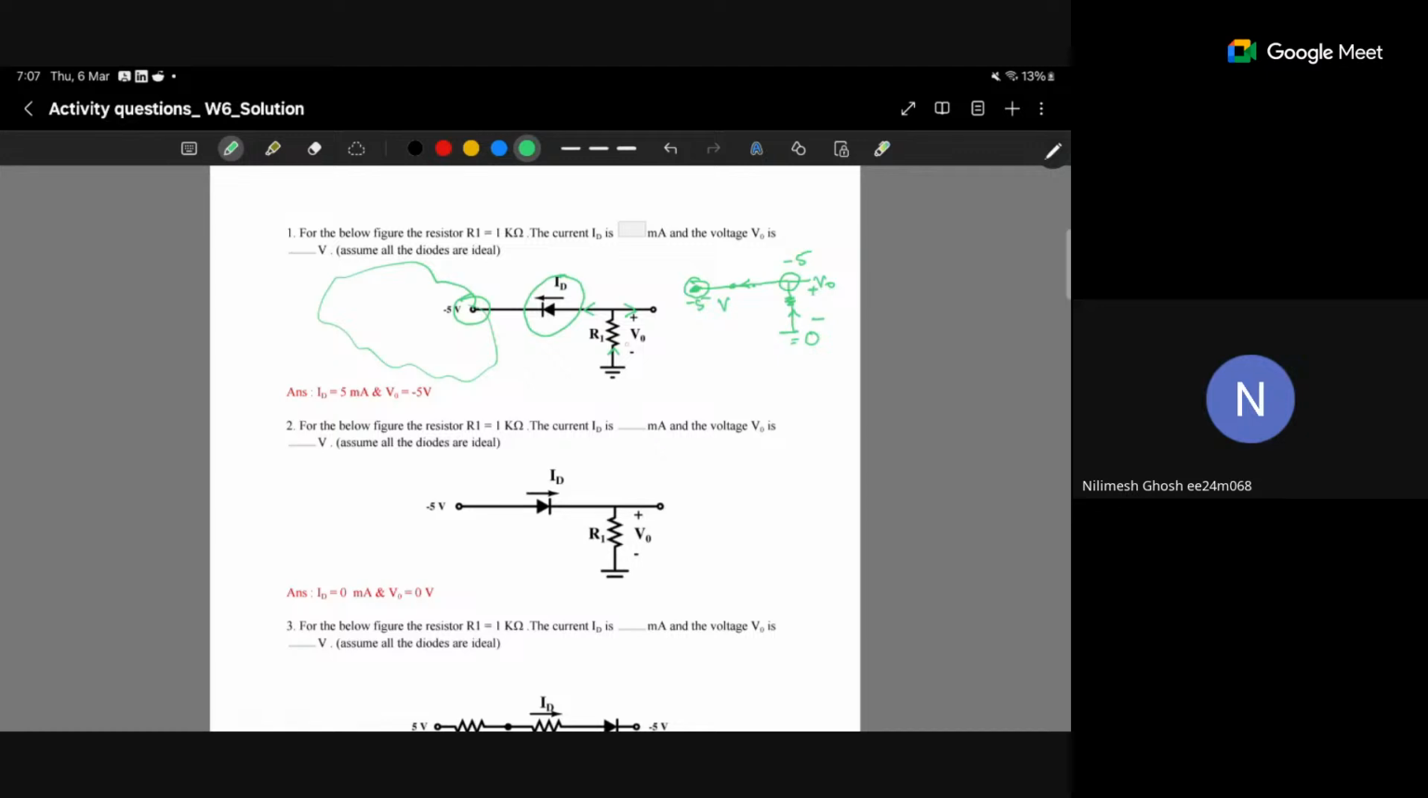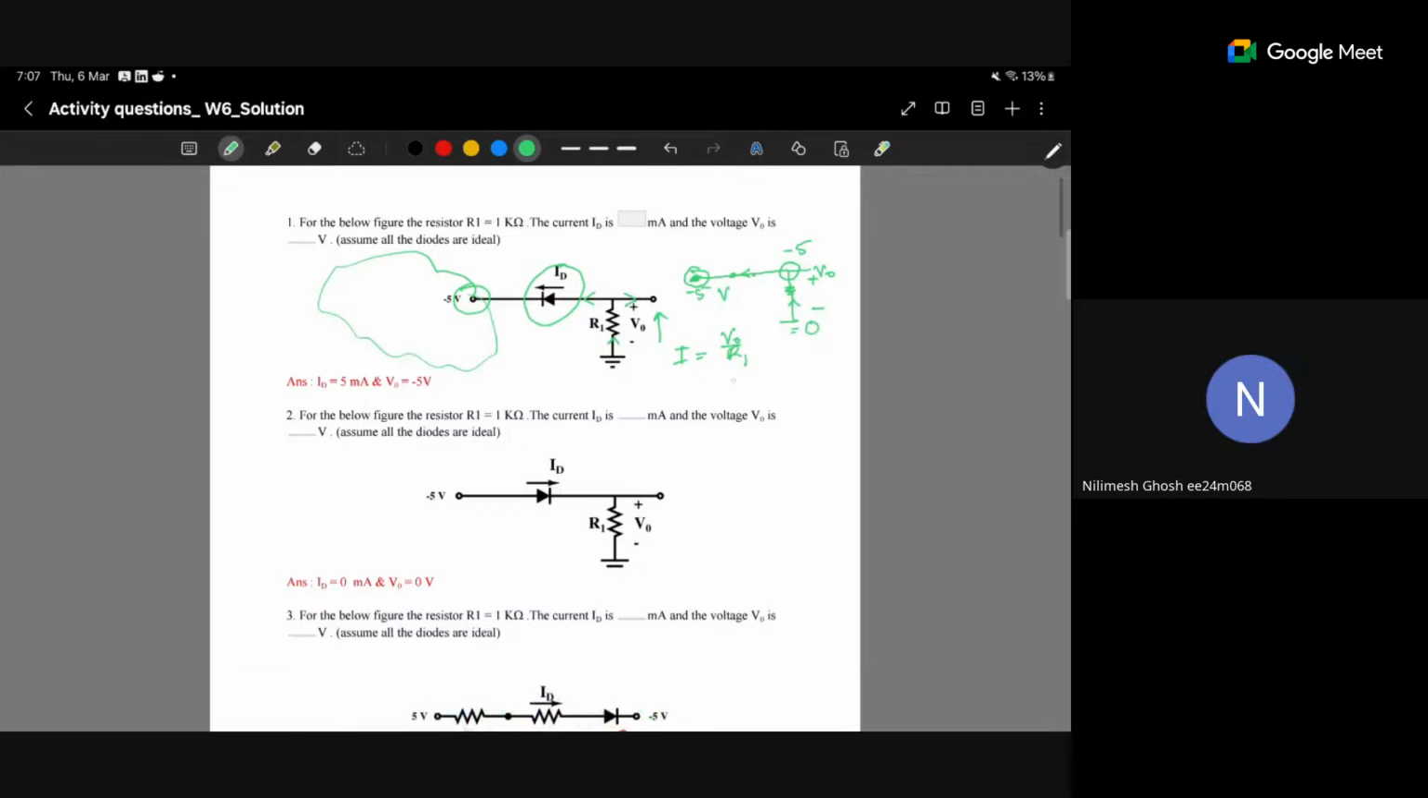So we can say that the current will flow in this direction itself, because V0 is minus 5 volt. So what is the current? First of all, what is the magnitude of current? The current magnitude will be I equal to V by R. Now V equals V0 and R equals R1. V is minus 5 volt, and R is 1 kilo ohm. So 1 milliampere will be the magnitude, and the sign is minus.